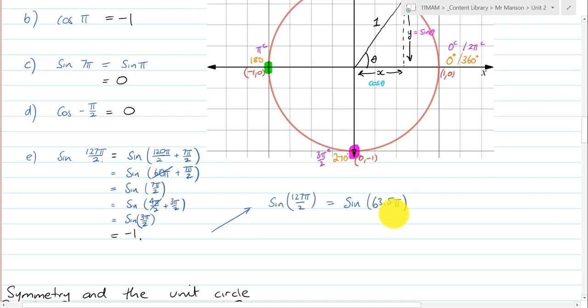What's the highest even number I can take out of 63.5? 64 is a bit too big, so 62 I'll take out. That leaves me sine of 1.5 pi, and sine of 1.5 pi is exactly the same as sine of 3 pi over 2. So if you can't deal with the fractions, that's not the end of the world. Just deal with the decimals. I would prefer to deal with the fractions. It makes it a bit easier for me, but it might not make it easier for you. That's about as hard as these questions today get.